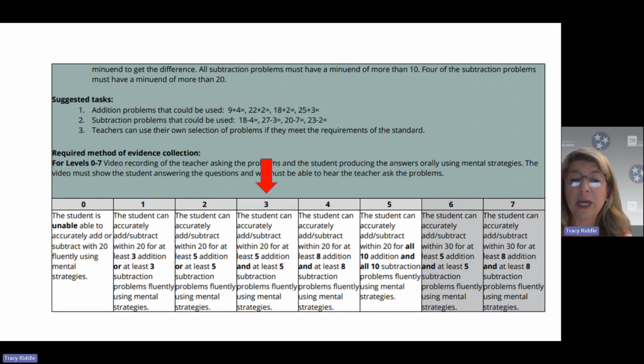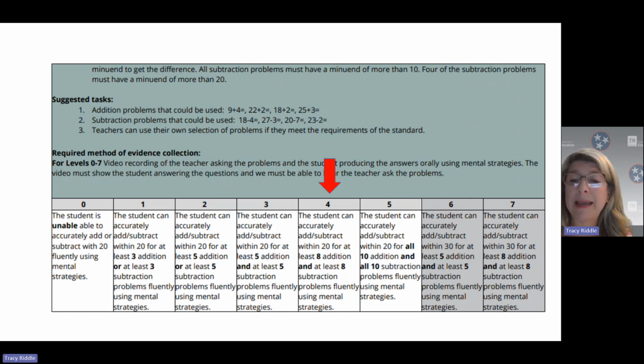At level 3, notice the word and. Of the 10 addition problems, the student was able to answer at least 5 correctly and at least 5 of the subtraction problems correctly. In order to be correct, they are using their mental strategies and answering aloud. At level 4, you will also see the word and. They should answer at least 8 addition problems and 8 subtraction problems fluently using their mental strategies.